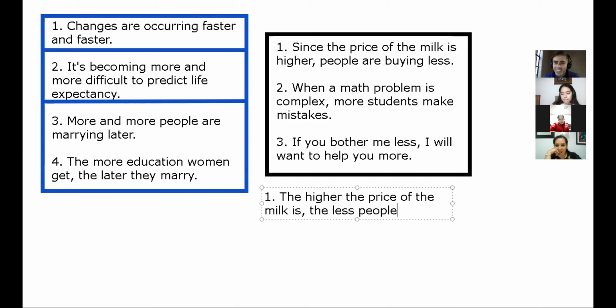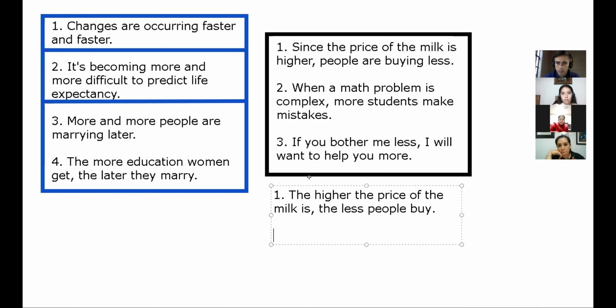Okay, no, I don't know either. Let me structure the sentence myself. The higher the price of the milk is, the less people buy. Yes. Only buy. The less people buy. If you guys have number 2, go ahead.